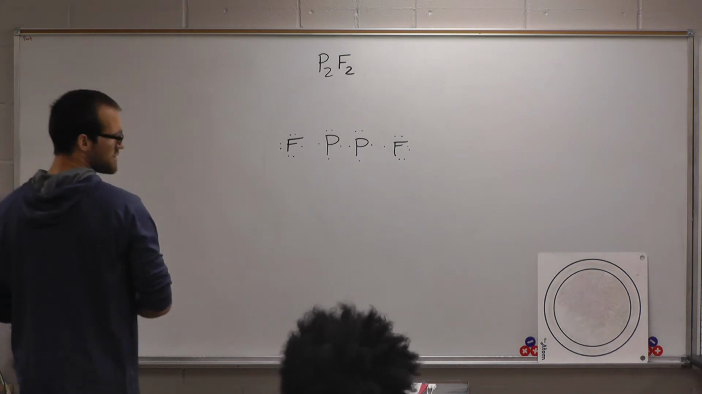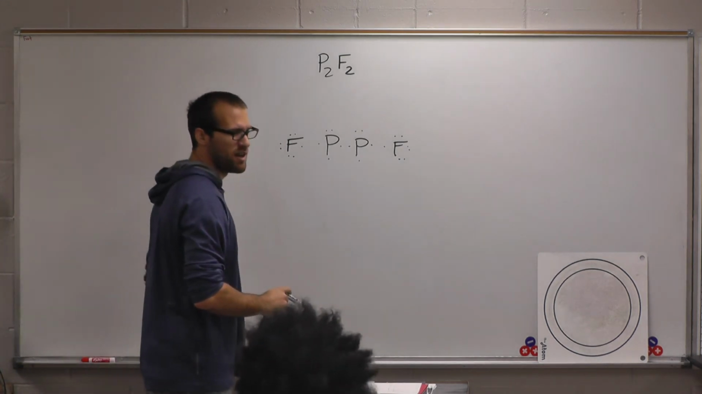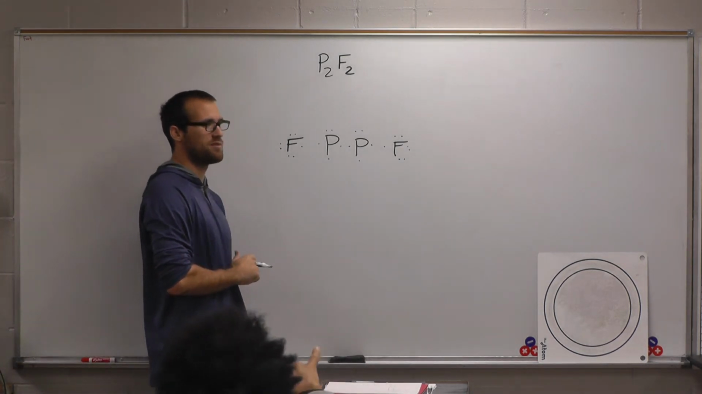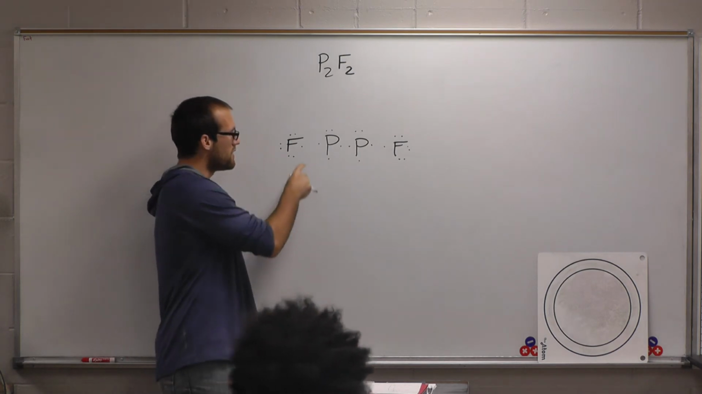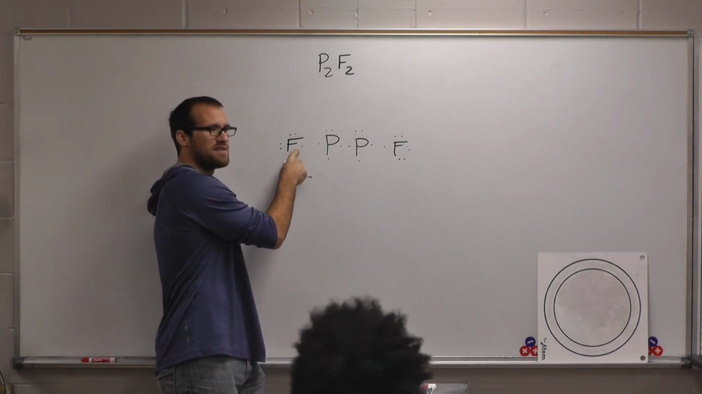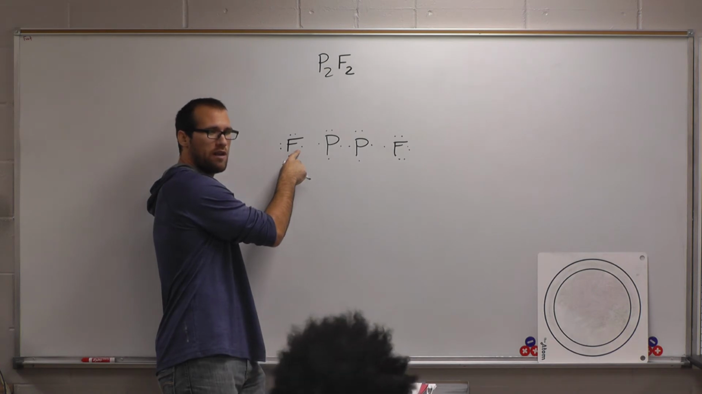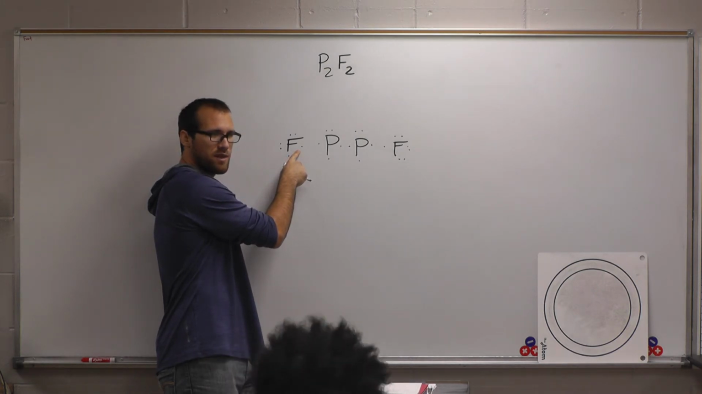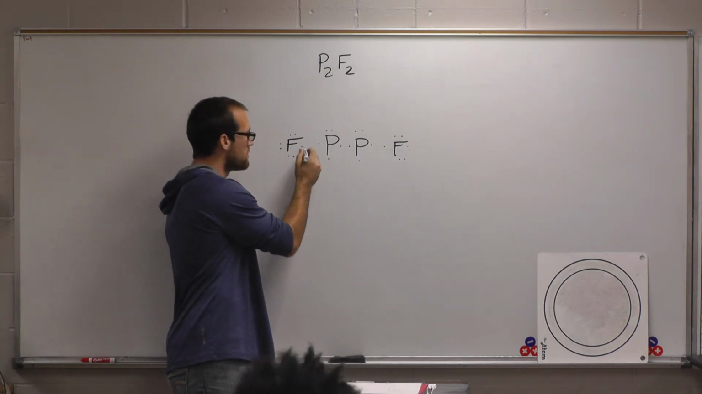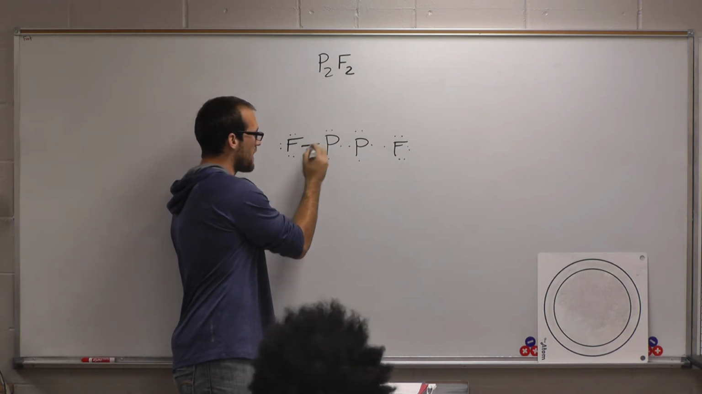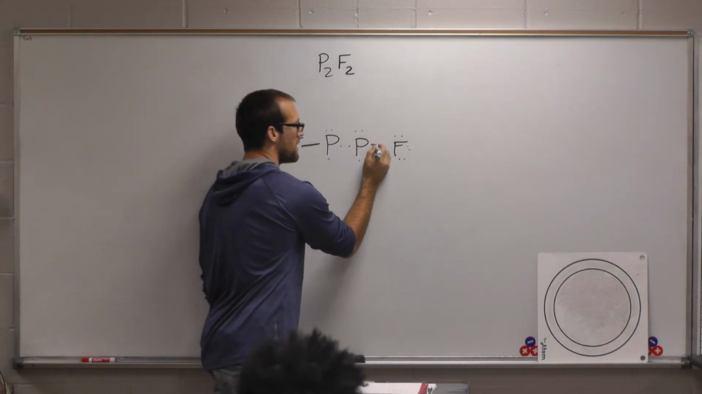Okay, single bonds. Let's start with the easy single bonds. Which ones are the easy single bonds? These ones, right? Because we know fluorine isn't going to have any more bonds than one, right? Because it only needs one more to be stable. So we'll go like that. Then we'll go like that.